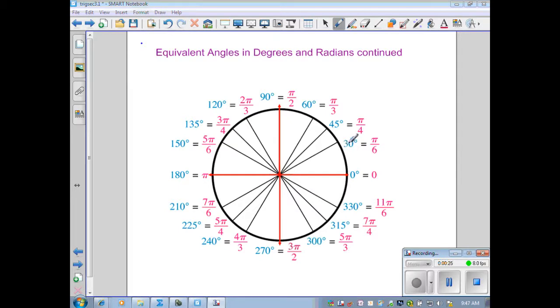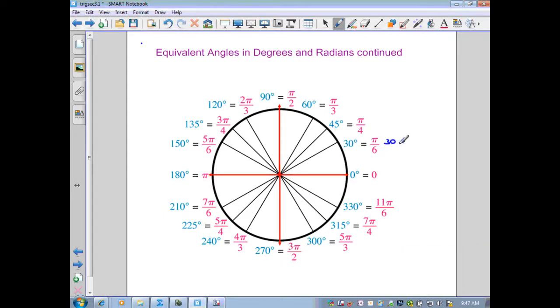To go from 30 degrees to pi over 6, we would just take 30 degrees and multiply that by pi over 180 and simplify. 30 goes into 180 six times, so I get pi over 6.